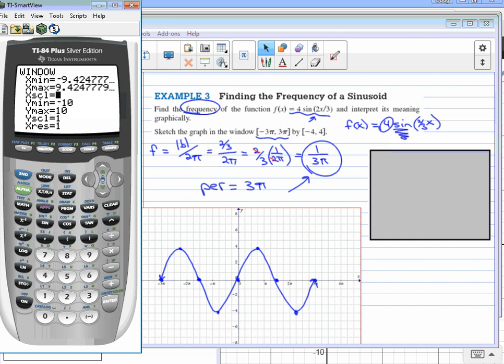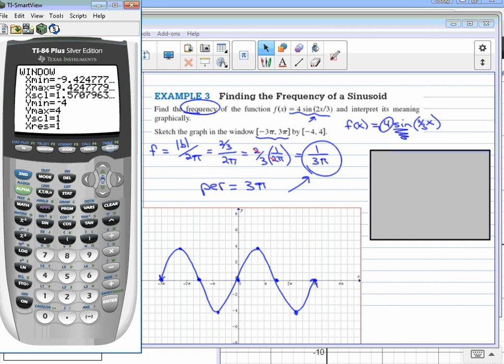My x scale, I want my tick marks to be every 1/4 pi. Because as I notice this one, it seems to be about what I want. Well, let's do every 1/2 pi. I'm sorry, let's do every 1/2 pi. So I'm going to say pi divided by 2. That's going to be my x scale. Y min and max, I'm going to do the -4 to 4. So -4, max of 4, and going by 1, I like that.